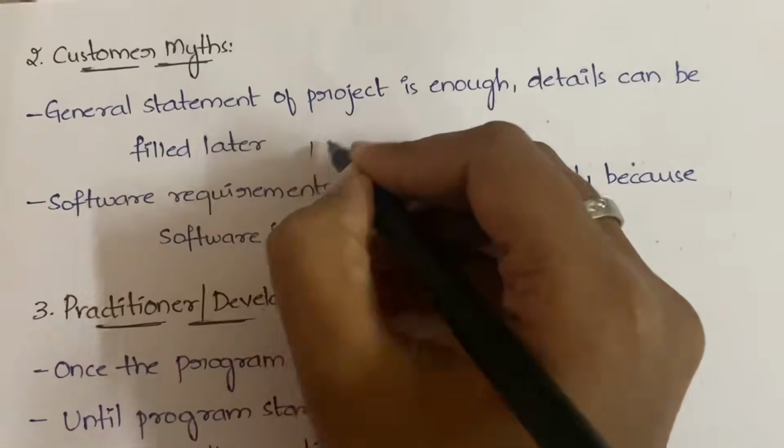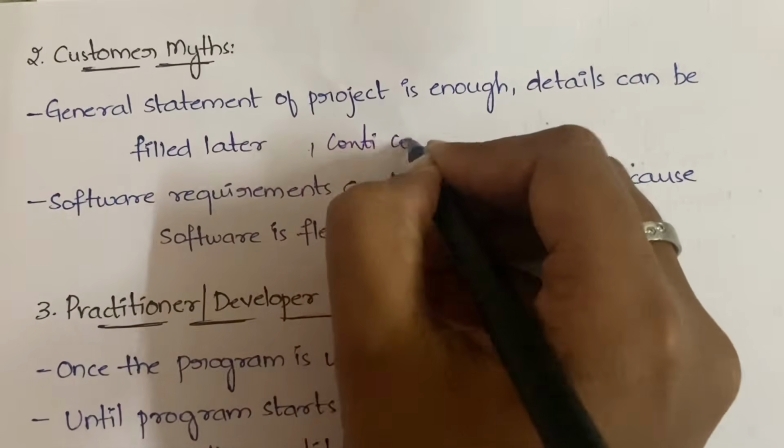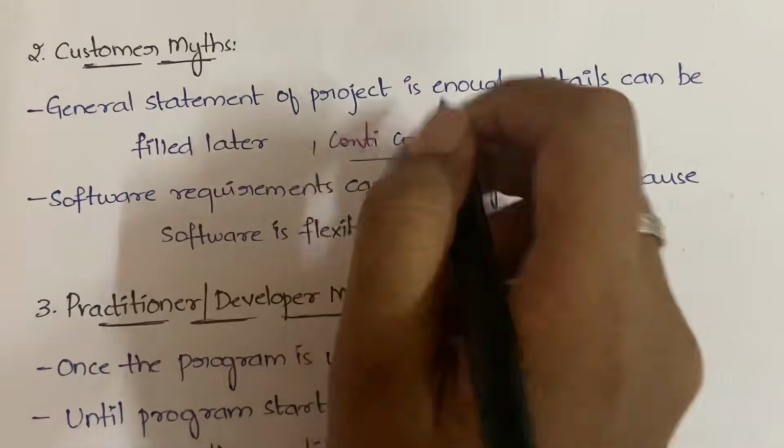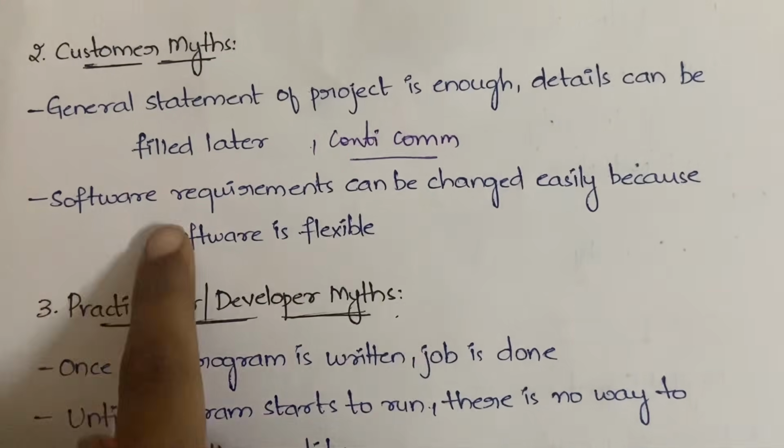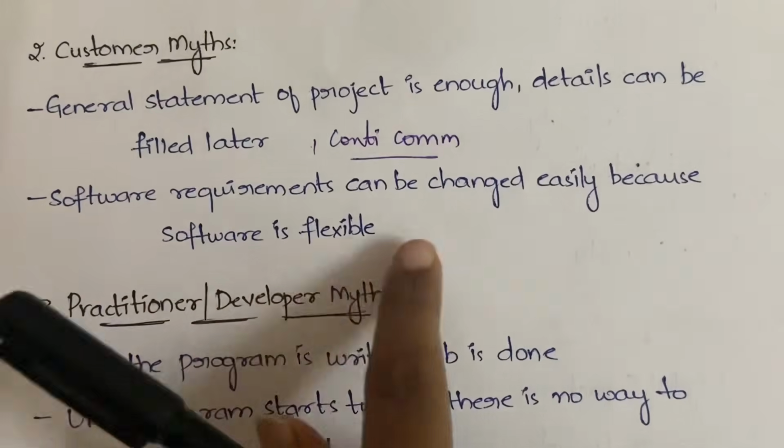Okay, and also there should be continuous communication between the customer and the company or the developer who is doing the project, who is doing the application for the customer. So continuous communication should be there, and also each and every requirement should be mentioned clearly before the start of the project itself. Okay, next, software requirements can be changed easily because software is flexible.